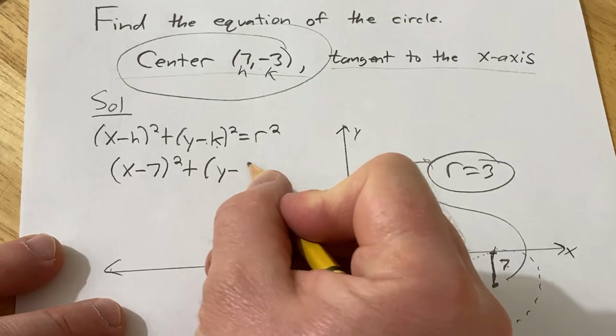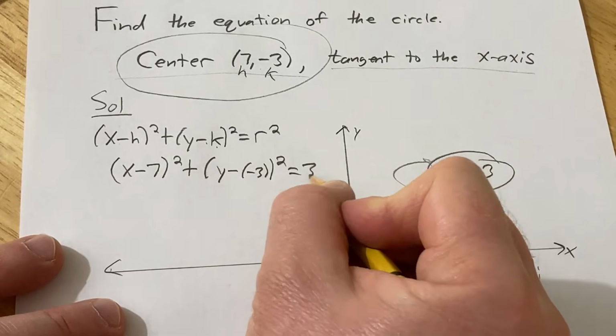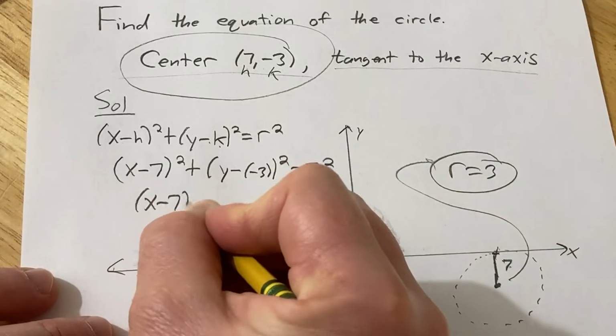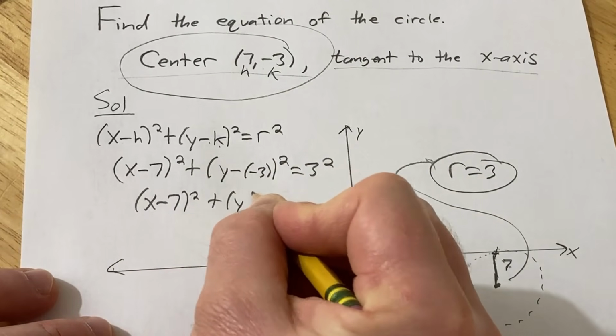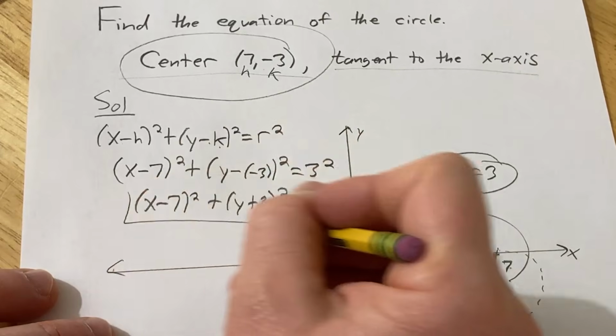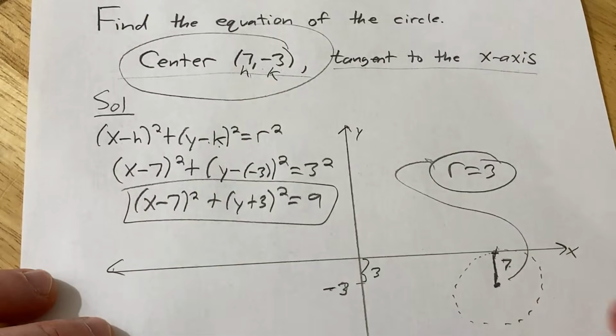I guess I'll show the work. Minus negative 3) squared equals r squared. Okay, so this is (x minus 7) squared plus (y plus 3) squared equals 9. And so that would be the equation of the circle with center (7, -3) that is tangent to the x-axis.